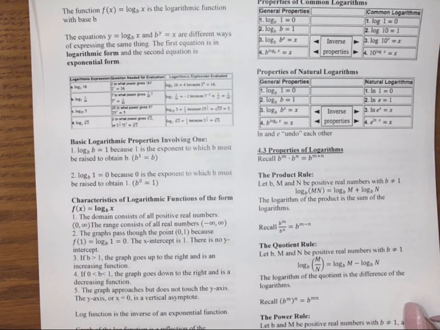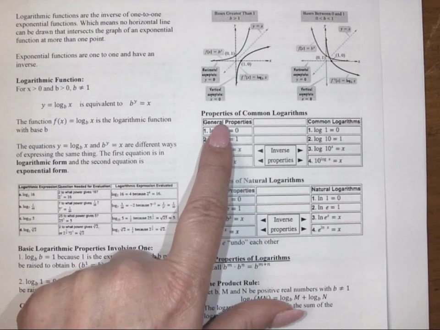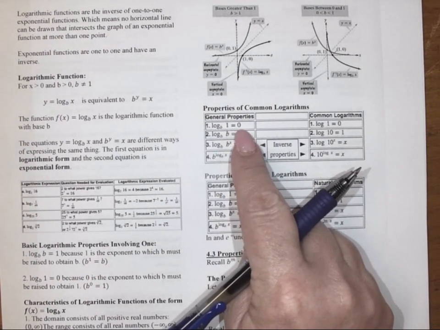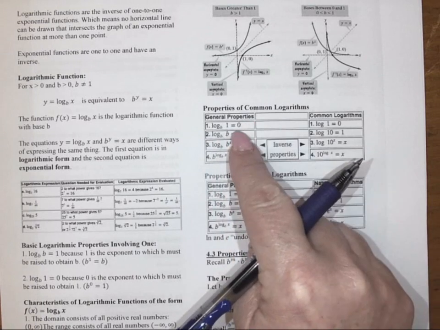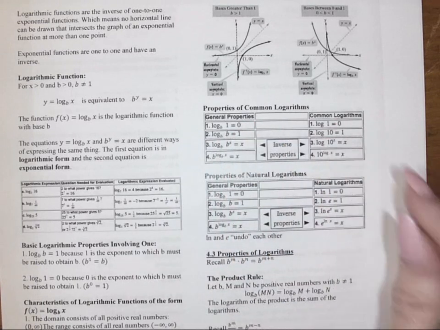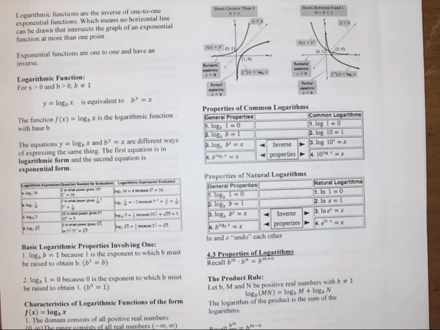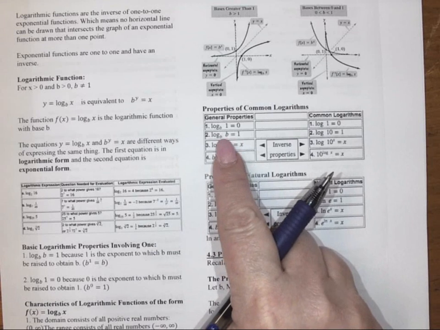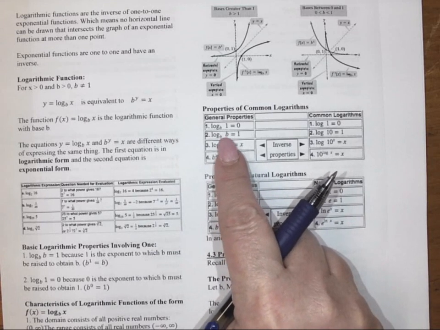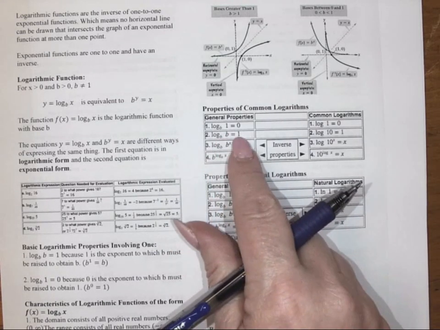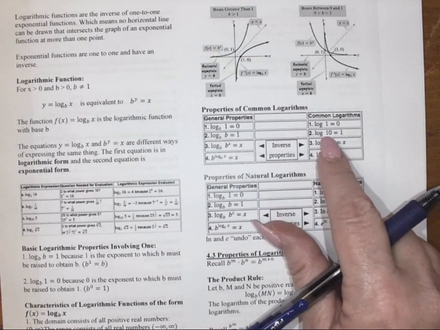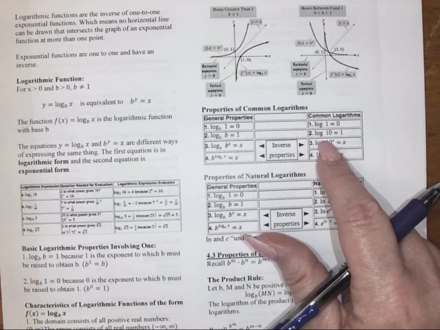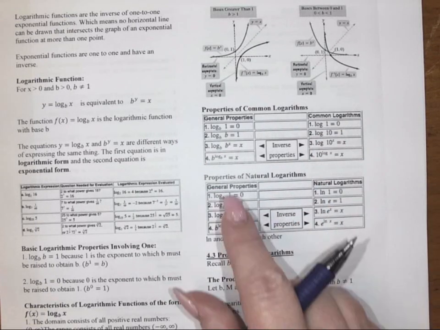So some of our common log properties, we have general properties where log base b of 1 equals 0. And that's the general property. The common log is where we have the log base 10. And we have log base b of b is equal to 1. So when those match, they're going to be 1 because b to the 1 equals b. This would be log base 10. So if they don't give you a base, it is base 10. Log base 10 of 10 equals 1.